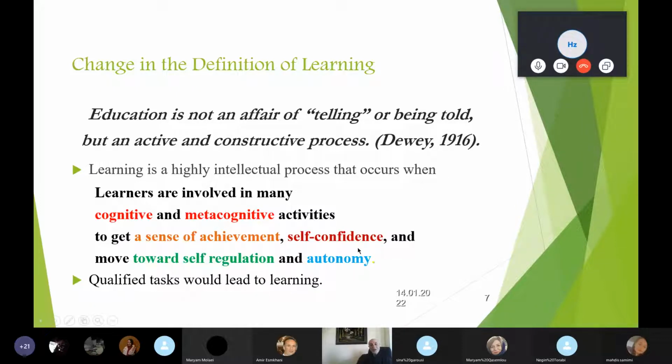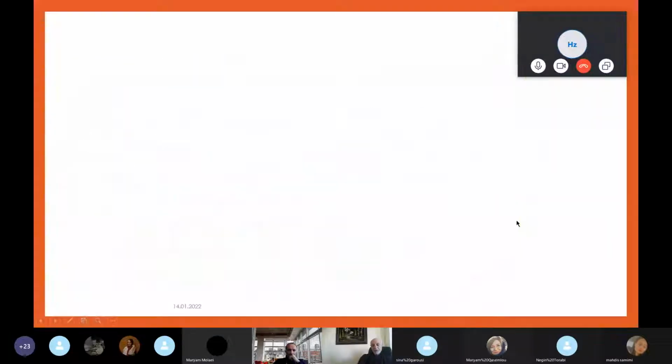And when we are talking about tasks for learning, these tasks should qualify for these concepts. The task should activate cognitive, metacognitive strategies. The task should give the students a sense of achievement, and it should give them self-confidence and lead them towards self-regulation and autonomy. This is a great breakthrough, and I would like to show you guys what it means in picture.